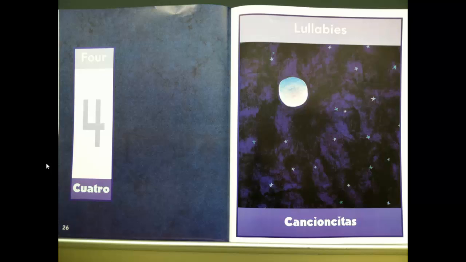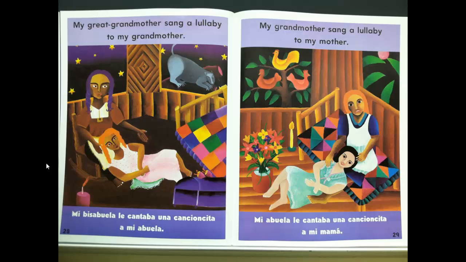Four. Lullabies. My great-grandmother sang a lullaby to my grandmother. My grandmother sang a lullaby to my mother.